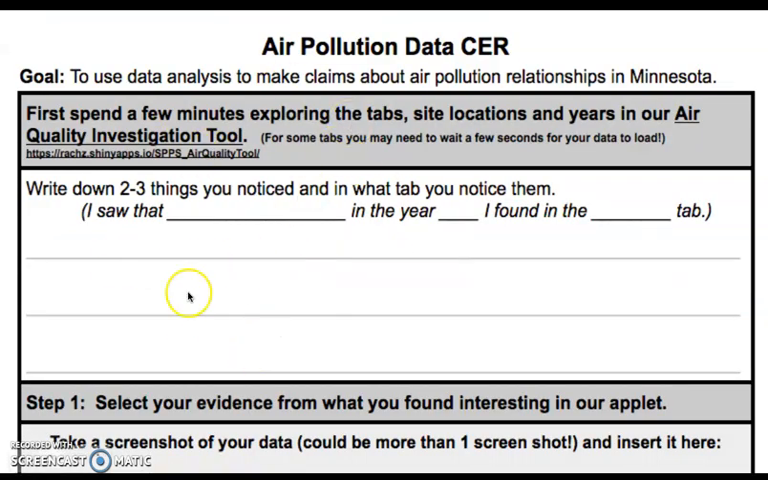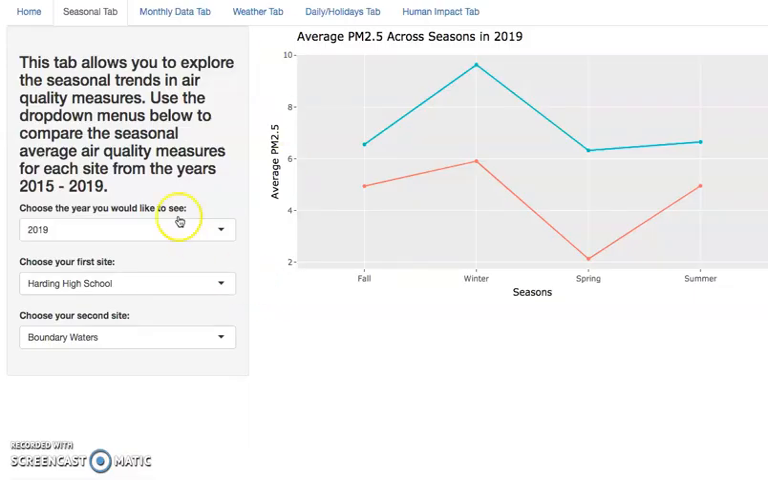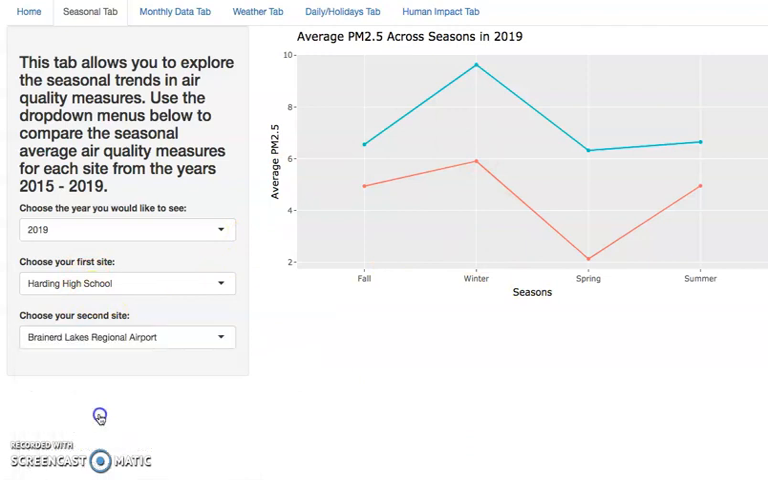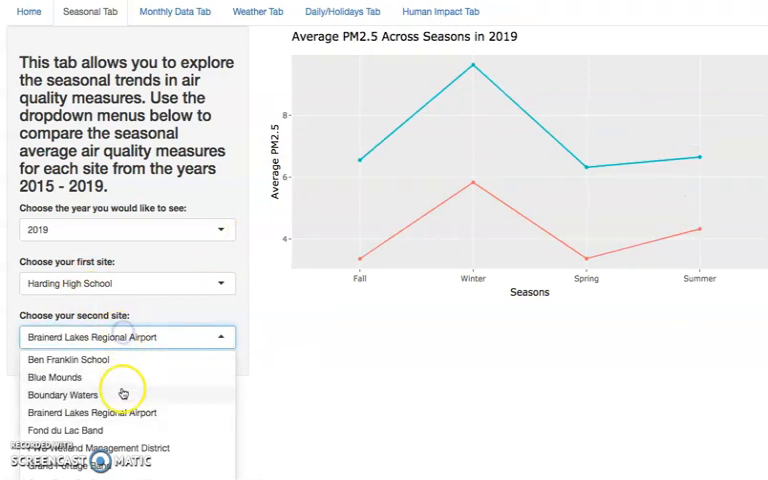So here in my CER worksheet, we're going to start off by doing what I just did. You don't have to do it right now because you just did it with me. But I've spent a little bit exploring the tabs and site locations and years in our air quality investigation tool. Notably, for some of the tabs, especially the, I think, holidays tab and human impact tab, takes a while to load sometimes. And sometimes someplace that you might look at doesn't always have data.